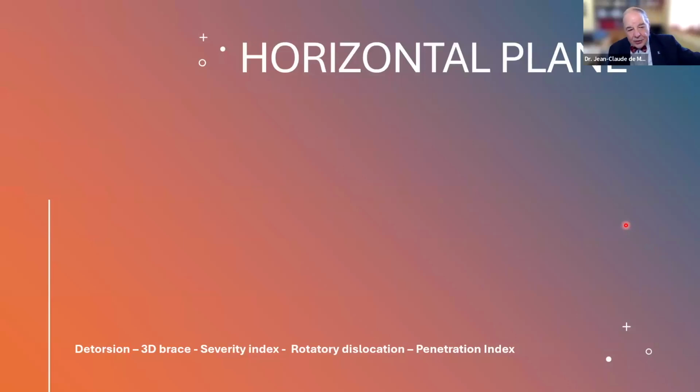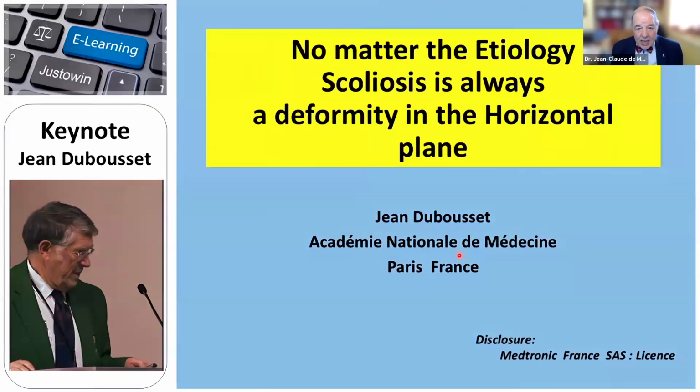Then after having this software of 3D reconstruction and the EOS system, simultaneous frontal and sagittal plane, we have much information with detorsion, the concept of detorsion. With the first detorsion brace, it was a 3D brace, a severity index, a rotatory dislocation, and a penetration index for very malignant scoliosis.